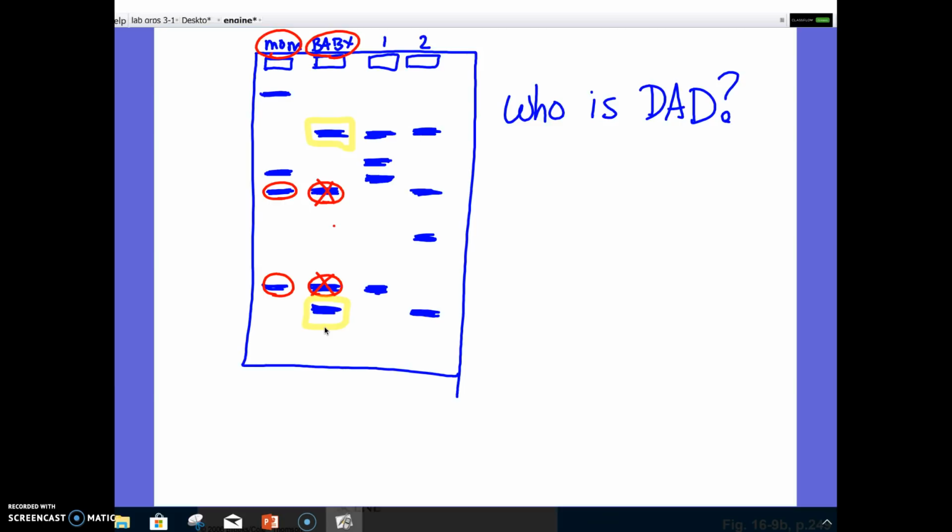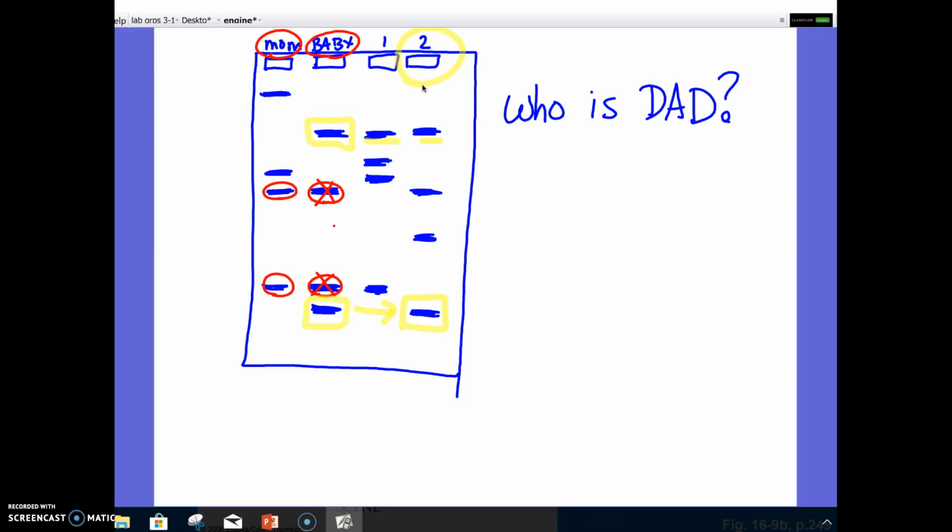So I have two suspects here, 1 and 2, and they want to know which one of these is dad. Well, both of these guys have this band, so that doesn't necessarily tell us anything. But only guy number 2 has this band, so he has to be our father.